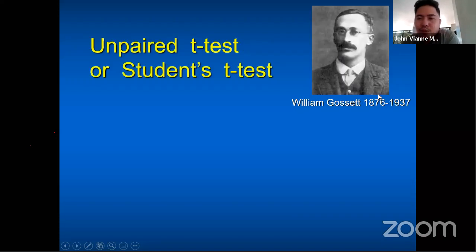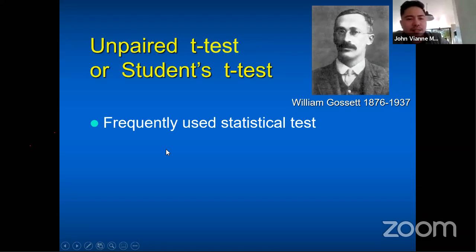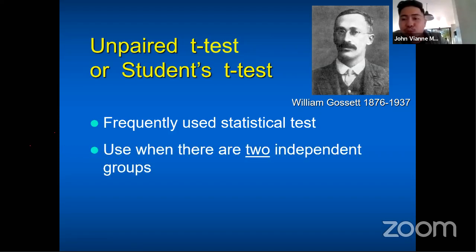Let's continue. So we have an unpaired t-test or Student's t-test that was introduced by William Gosset, who lived from 1876 to 1937. According to William Gosset, the unpaired t-test or the Student's t-test is the most frequently used statistical test. It is used when there are 2 independent groups, or ginatawag nato na siya t-test for independent samples.